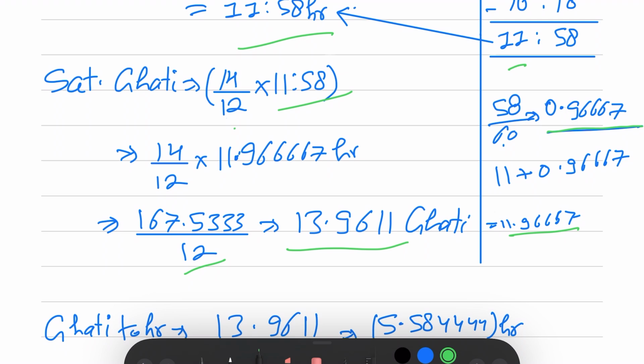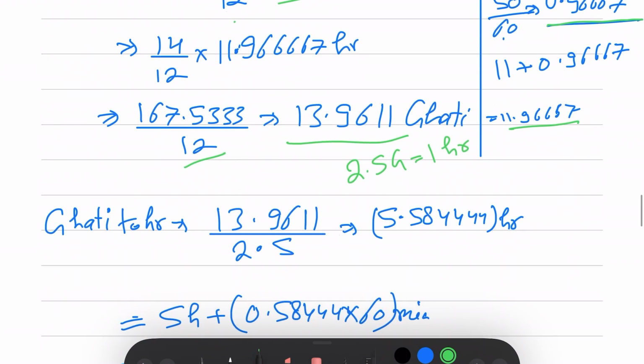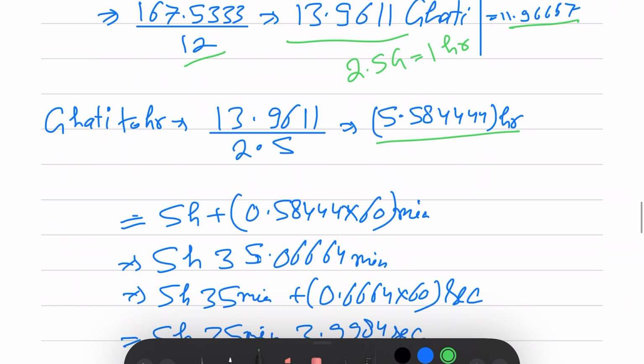For calculation of Mandi, we need to convert this ghati into hours. So the conversion factor is 2.5 ghati equal to 1 hour. So we divide this value by 2.5. So we get 5.58444 hours. So again, let's convert, we take 5 hours, and then let's convert the decimal value into minutes by multiplying it by 60.